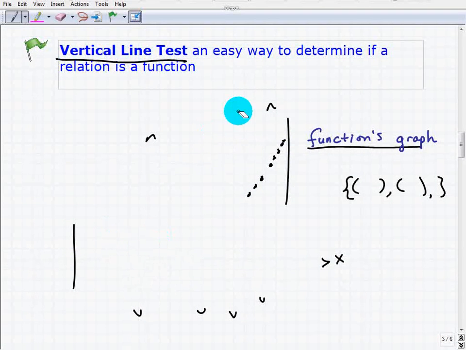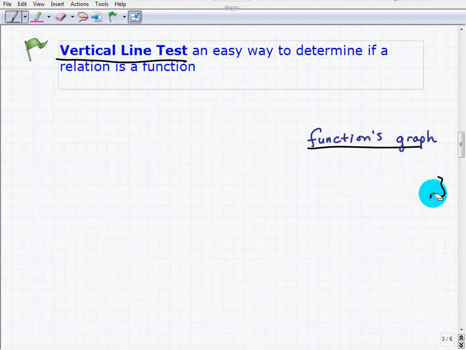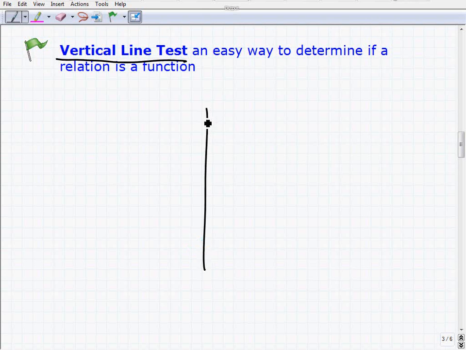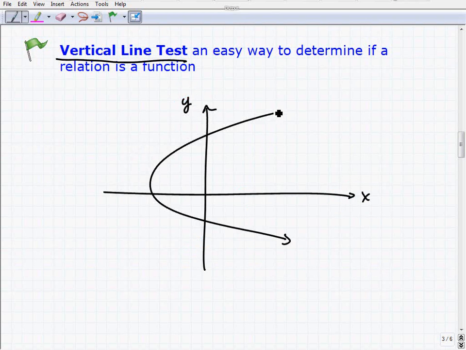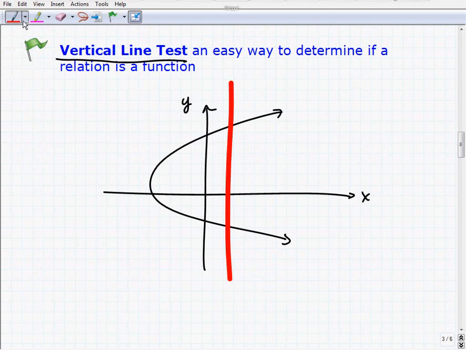I'll erase this here for a second. Let's take a look at an example. Maybe you want to come up with an example of what fails the vertical line test. Let's give you a quick example. X, Y. So what if you have this? Okay. So here's my relation. You can see this would fail the vertical line test.